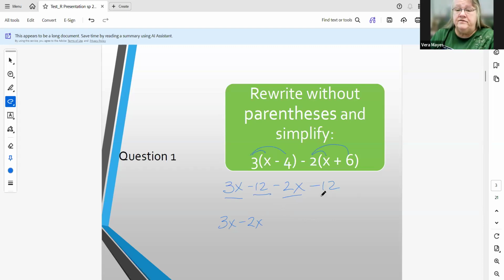And then I see a -12 and a -12. So I'm going to combine these guys. 3x minus 2x is 1x. You don't have to write the 1. I'm just wanting you to see where everything went. So -12 minus 12. So they're both negative. So we add them and keep the sign. So this would be the first example simplified.